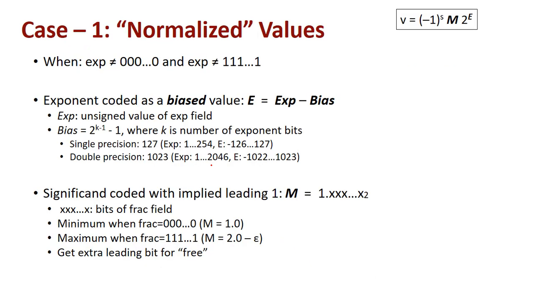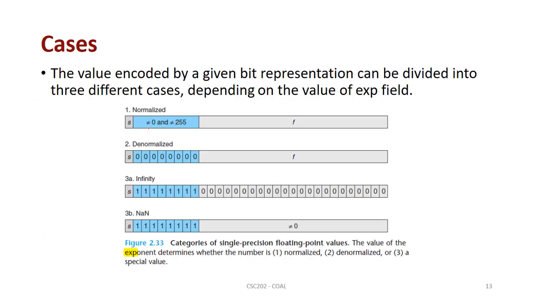So let's talk about case 1, normalized value. Remember, the basic formula is here. V, which is a vector used to represent a floating point number, is equal to (-1) to the power s, where s represents the sign, times M, the mantissa or significand, times 2 to the power e, where e is the exponent. In the normalized case, the k bits of the exponent part should not be equal to all zeros or all ones.